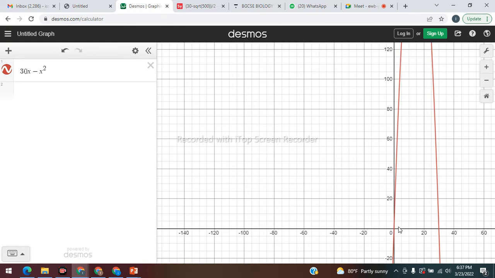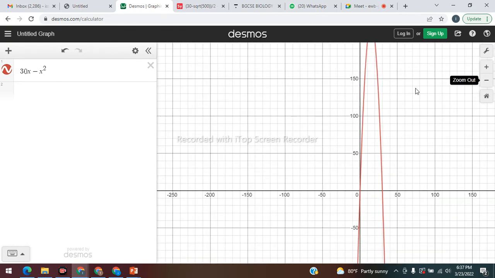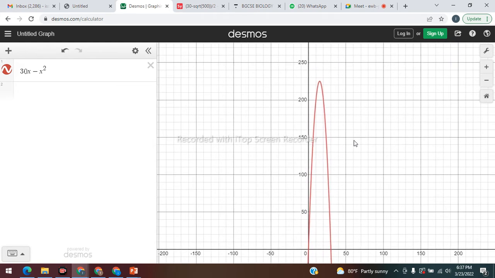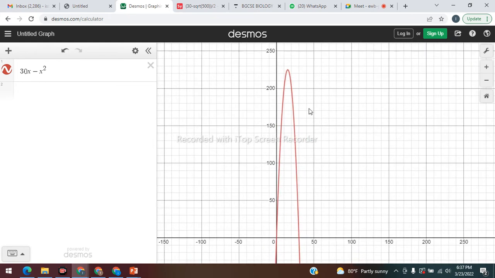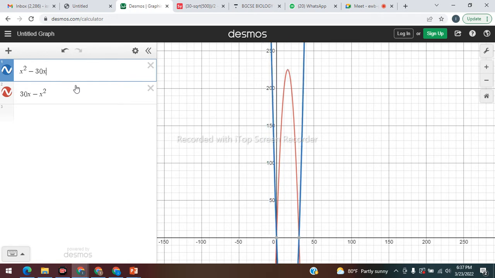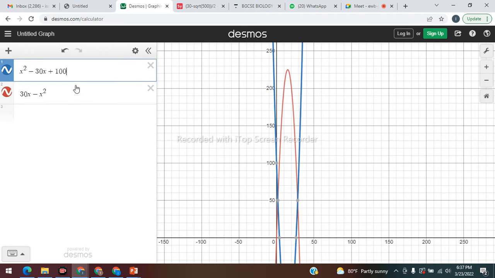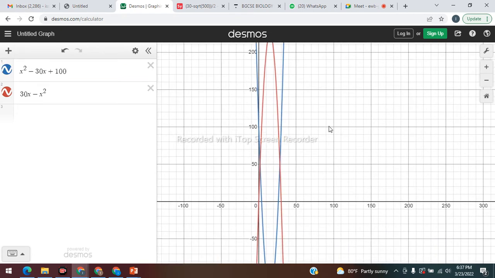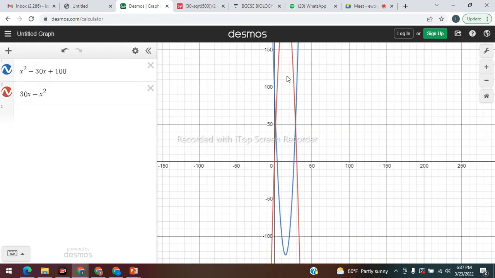Alright, so let me do it a little bit smaller. Good. So this is what we drew, right? Now, the equation that they told us was x squared minus 30x plus 100, with the upside down U. So this is the one that they want us to find the solutions to.